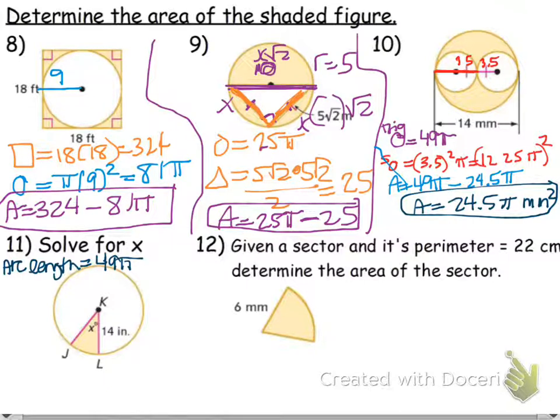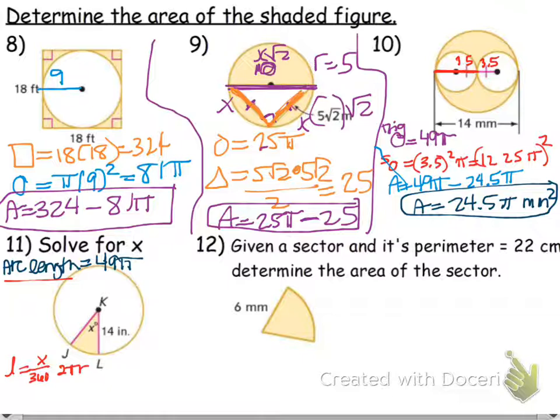Okay, so notice what I'm saying: arc length. At the beginning of these notes, I went back and talked about the arc length formula. The arc length formula said that the arc length is equal to x over 360 times 2 pi r, because we talked about that it's a piece of the circumference. So what I'm going to do is plug in what we know.